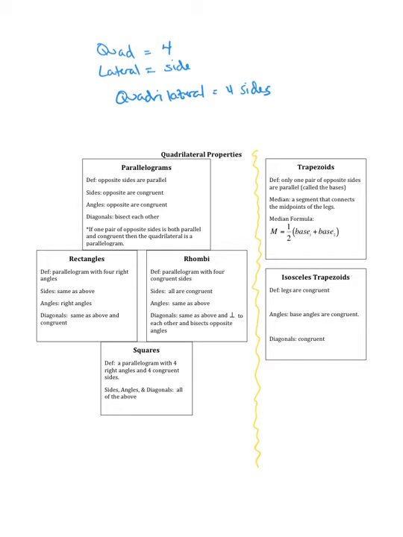Opposite sides are parallel. That is the definition of a parallelogram. When it comes to the sides, opposite sides are congruent in a parallelogram. When it comes to angles, opposite angles are congruent. Then we have diagonals. The diagonals bisect each other. And remember, bisect means cut in half. So opposite angles are congruent.